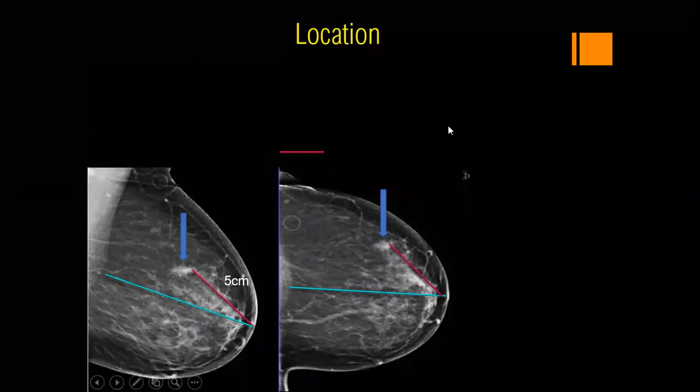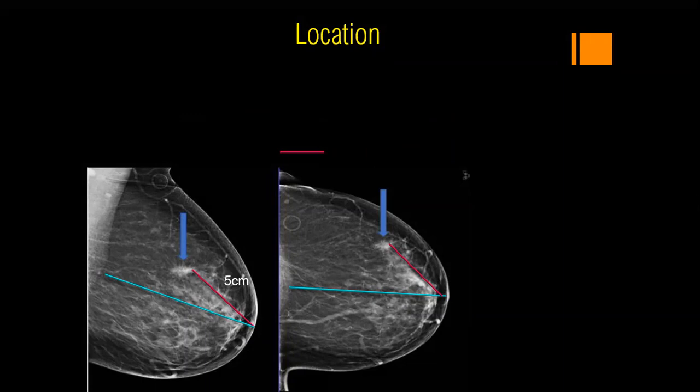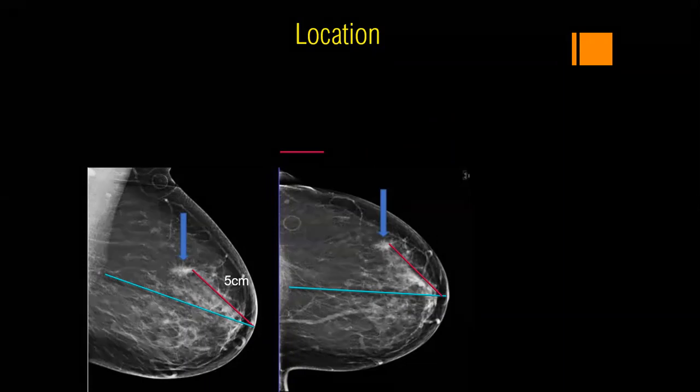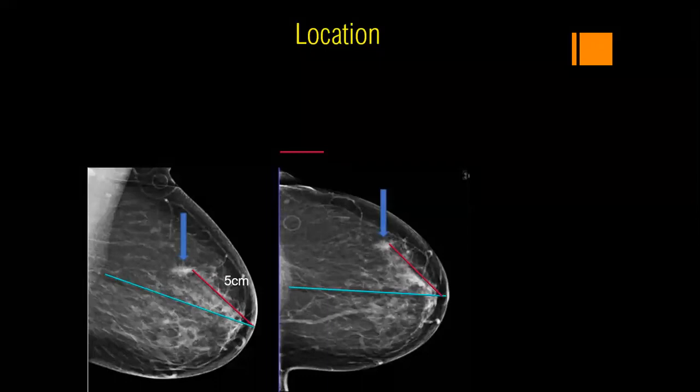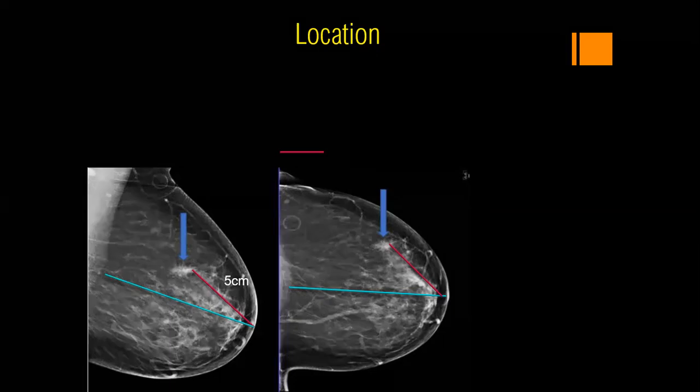This lesion is in the left breast, in the outer part, in the anterior depth. The anterior third of the breast. Anterior to middle, okay, no problem. It is anterior to middle, outer. Outer upper, upper outer, okay. About 5 centimeters from the nipple.